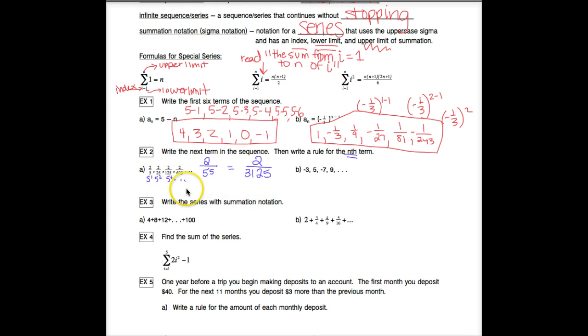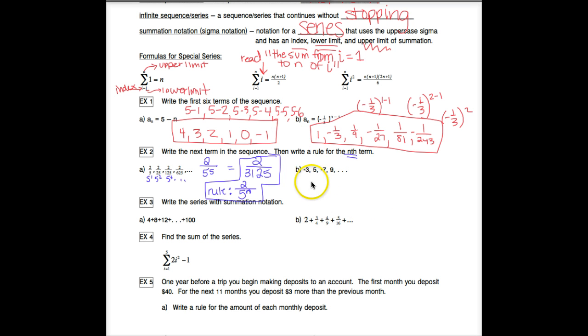Now, when you write a rule for the nth term, that means it needs to say general. So I need to write, this was the first term and my exponent was the first. This was the fifth term and my exponent was the fifth. So my general rule is 2 over 5 to whatever power the term is. So fifth term was fifth, so the nth term would be to the nth. So my rule is 2 over 5 to the n. The next term is 2 over 3,125.